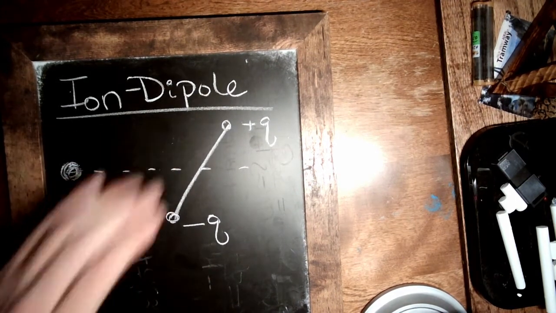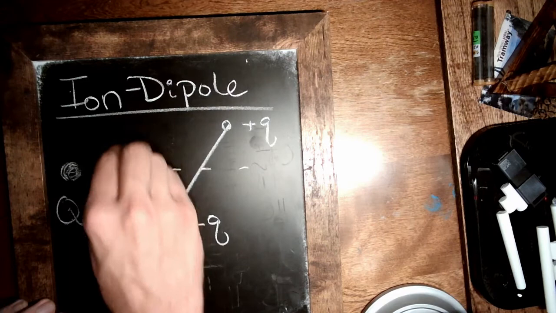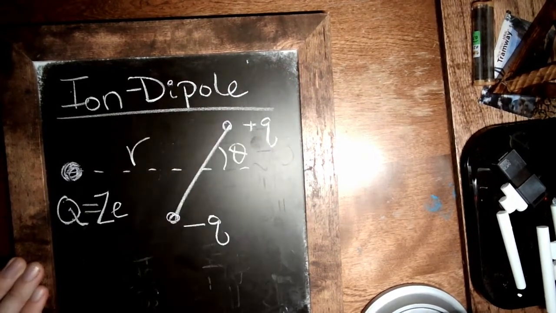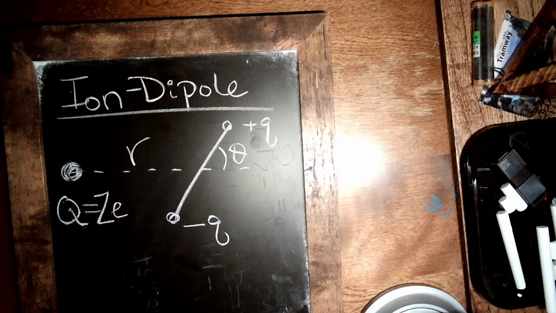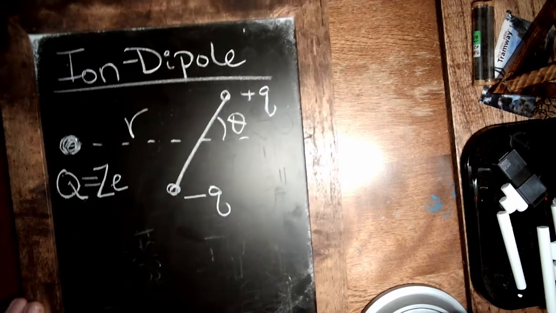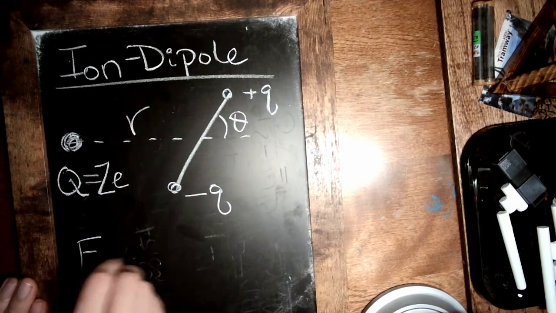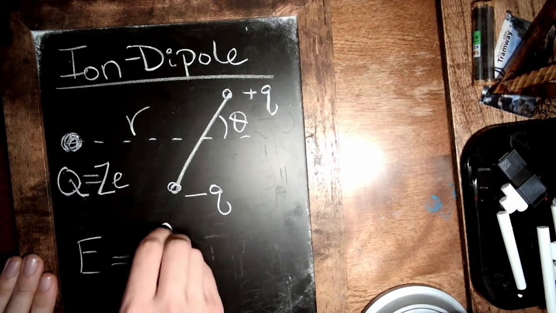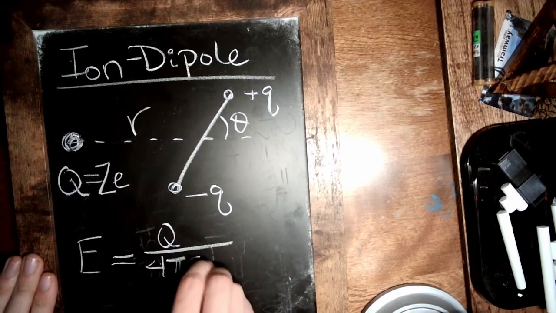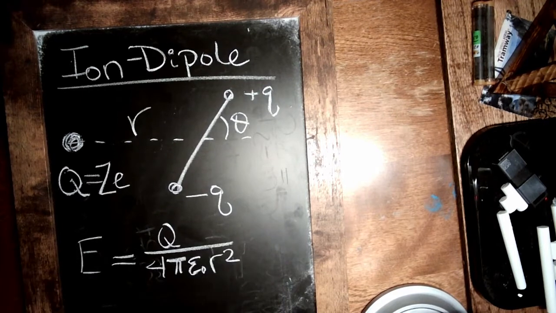And here we have a dipole located a distance r away with these charges like this, forming an angle theta with respect to the separation radius. Now, this ion, we effectively can just say it's like a point charge. The electric field that it's going to have is just going to be Q over 4 pi epsilon 0 r squared. And that gives us most of the answer.